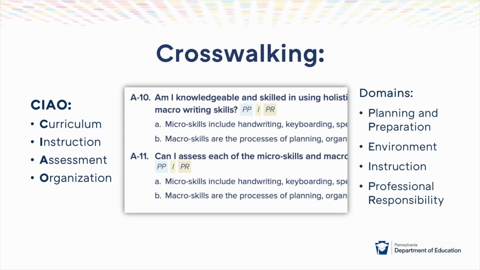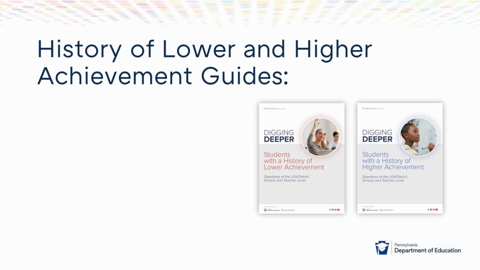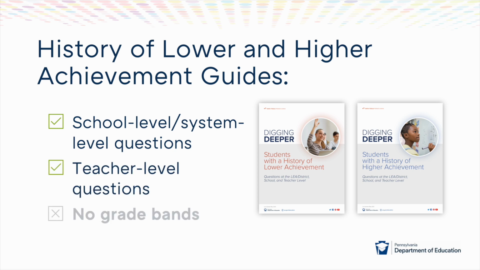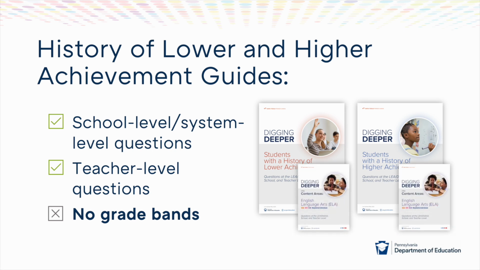At the teacher level, they are crosswalked to one or more of the domains within Pennsylvania's framework for observation and practice. The Digging Deeper Guide for students with a history of lower achievement and the Guide for students with a history of higher achievement are just a bit different. These guides have a system or school-level section and a teacher-level section, but there are no grade bands. Why? Well, these two achievement level guides are often used in combination with a content area guide.